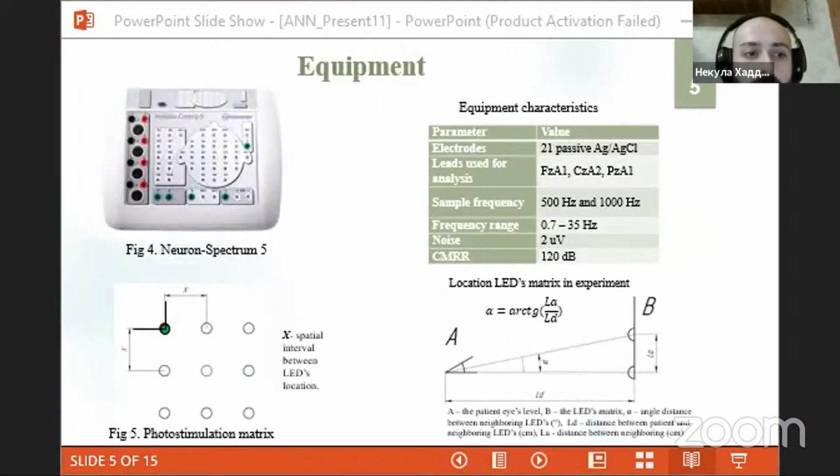Talking about equipment, the EEG data have been recorded using Neuron Spectrum 5. The equipment characteristics are shown in the right table. EEG was registered via EEG cap following the 10-20 system. For the stimulation, we have used a photic stimulator divided into 9 equal cells in the form of a 3 by 3 matrix with a light diode in each cell. Each participant was asked to concentrate on one cell during each experiment phase. This cell was defined as the target cell, therefore the other 8 cells were called non-target cells.